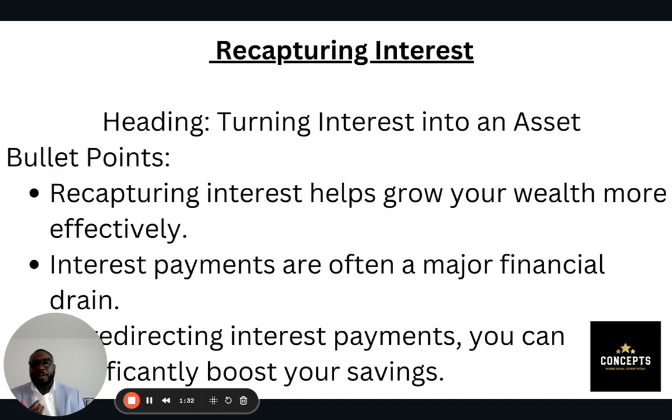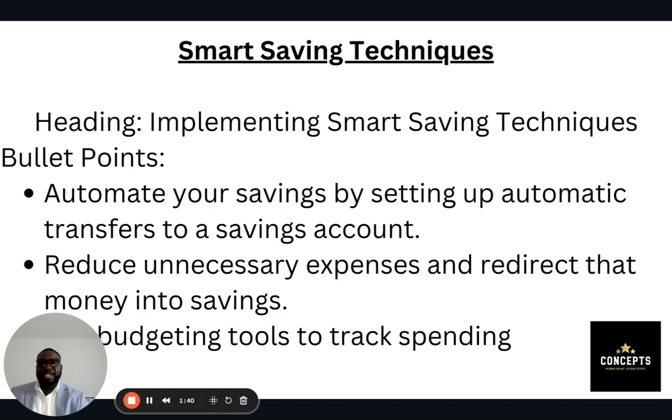Interest payments are often a major financial drain. We're not going to have that drain. And we're going to redirect those interest payments to efficiently boost our savings. And so there are some smart saving techniques that we want to actually talk about.